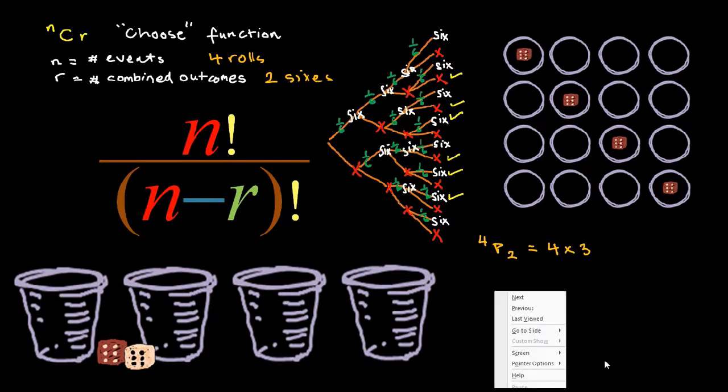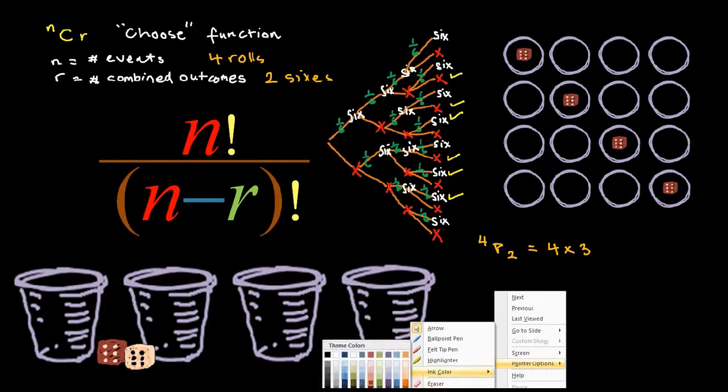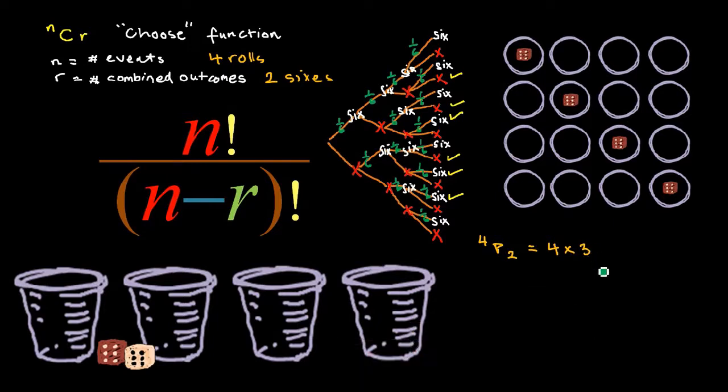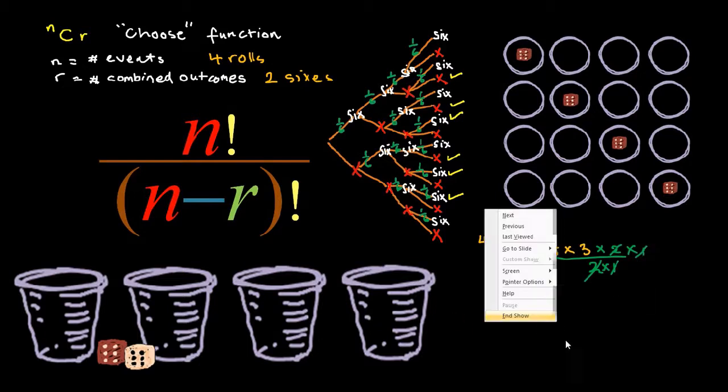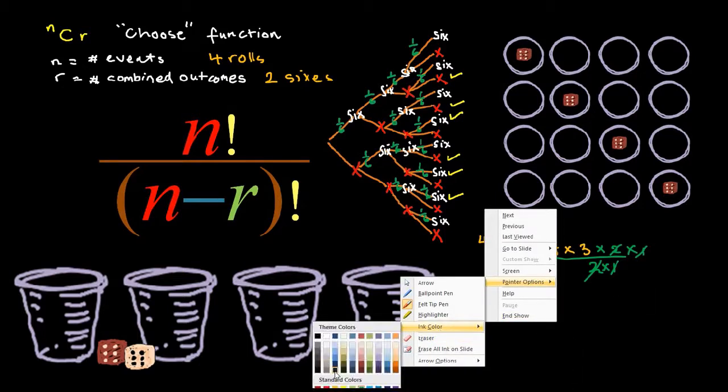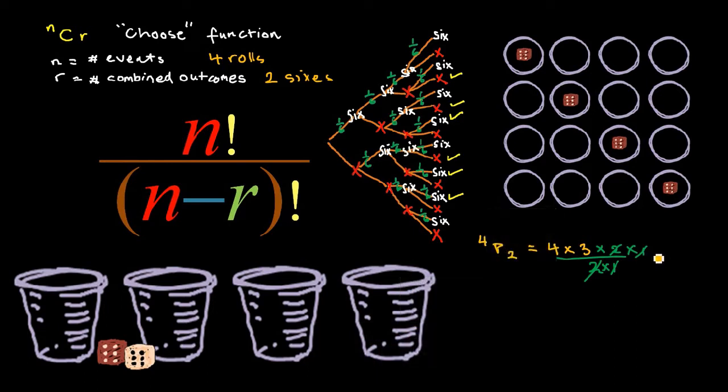So if I draw this out now, according to the formula, we should get back to the 4 times 3. So the formula says n factorial, so 4 factorial, which we're writing as 4 times 3 times 2 times 1. And we divide by n minus r factorial, which is 2 times 1. So you can see that this cancels to leave us with exactly what we wanted, 4 times 3, in other words 12 permutations.